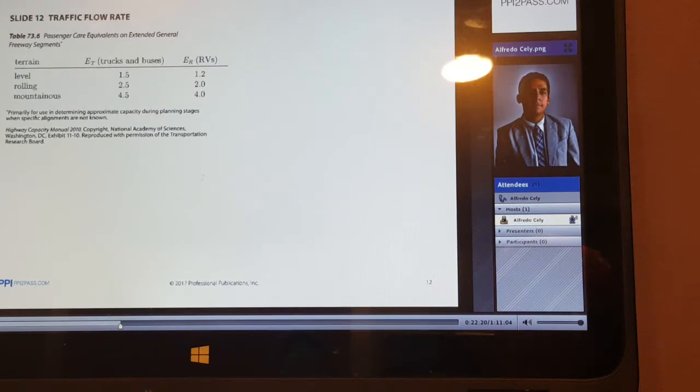So here come the passenger car equivalents for general freeway segments. Now this will vary based on the type of segment. A freeway segment is just like an interstate highway. And you can see how the passenger car equivalents may differ for perhaps a local road or a residential road. So let's go into these equivalency factors.